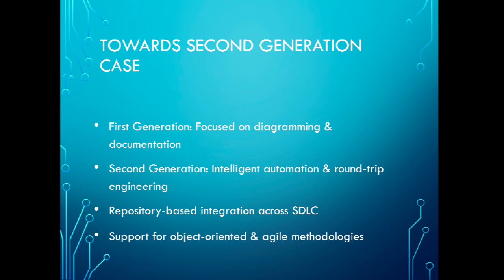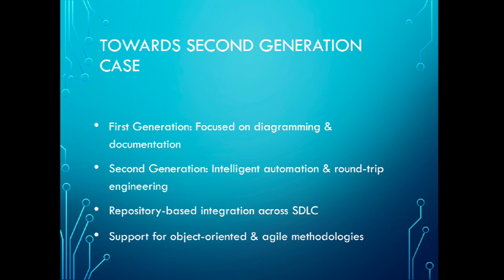The next characteristic is round-trip engineering. This is a game-changing feature. It means that the design and the code are always synchronized. If you make a change in a design diagram, the tool automatically updates the corresponding code. And just as importantly, if you change the code, the tool updates the design diagram. This ensures that the documentation and the implementation never drift apart, solving a common and frustrating problem in software development.